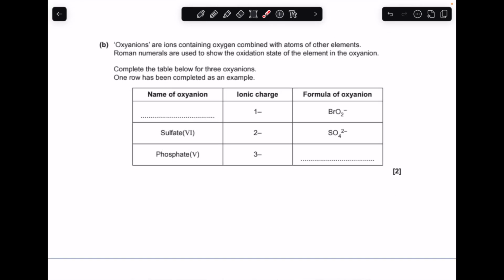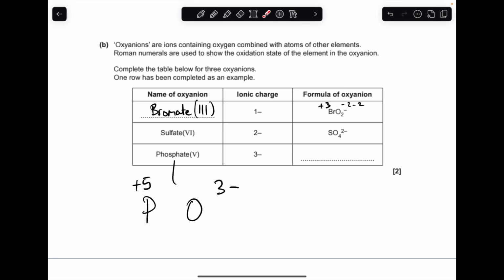Moving on to part B, so we've got some information about oxyanions. We've got to give the name for this one here. So we've got bromine and oxygen, so it's going to be bromate. And the only other thing we've got to do is work out the oxidation number of the bromine, and obviously express that as a Roman numeral. So we've got two oxygens, each of those will have an oxidation number of -2. So to be left with the overall 1- charge for the ion, the bromine needs to be +3, which means we need the Roman numeral 3 there, so bromate(III).